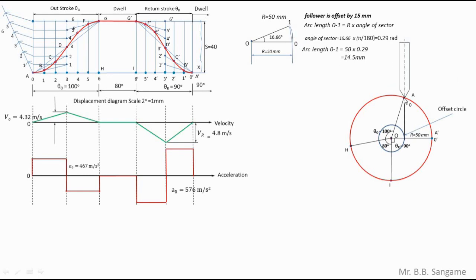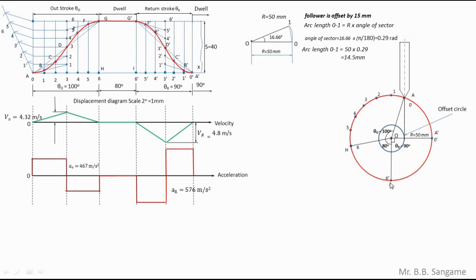Put the needle at point 0. Transfer the distance and plot the first point at a distance of 14.5 mm. Similarly, the second will be at the same distance, and the third will be at the same distance. So finally you will get nearly equal parts. Okay, so I have divided the outstroke into 6 equal parts here.